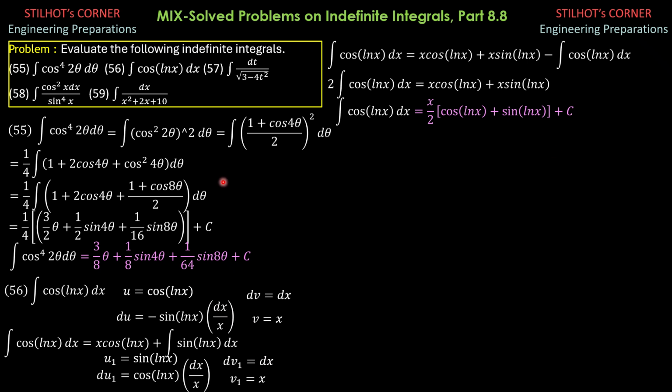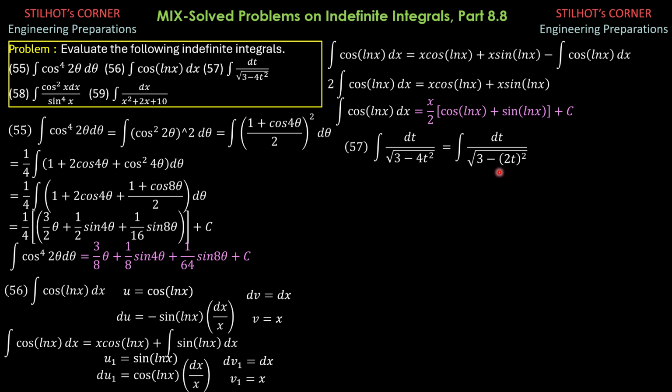We then proceed to problem 57. This is in preparation for arc sine. So that would be integral of dt over square root of 3 minus 4t squared. We write that as 1 half integral of 2 dt over, so we rewrite this, the radical becomes square root of 3 minus quantity 2t quantity squared.